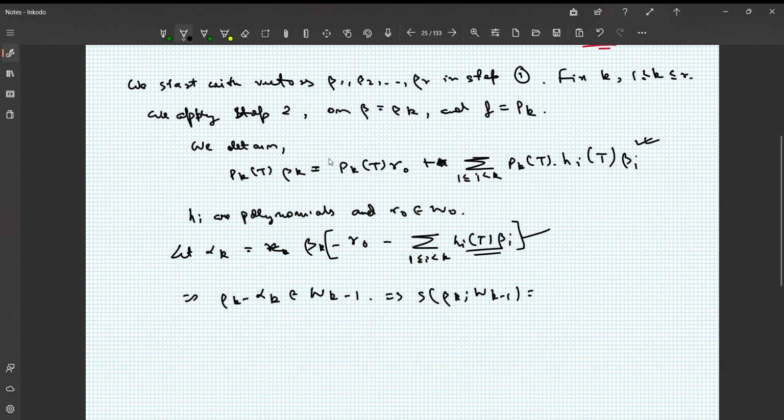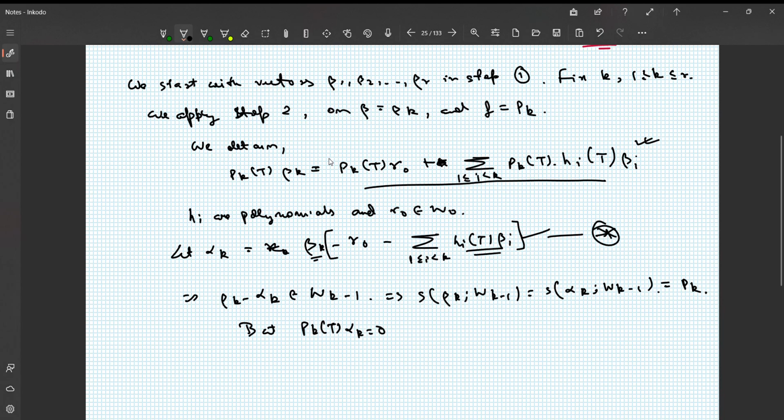So the observation we had implies that the T conductor of beta k into W k minus 1 must be equal to the T conductor of alpha k into W k minus 1. The T conductor of beta k into W k minus 1 was noted as p k, so we can write this as p k. But p k of T applied to alpha k is 0, clearly, because p k of T applied to beta k is of this form. So suppose this is star; if you apply p k of T on star, the right hand side becomes 0, right? Is it clear?